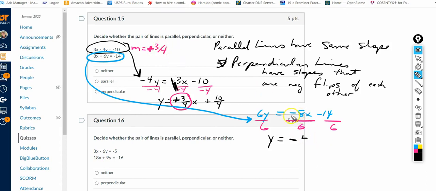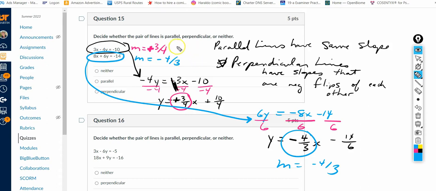So here my slope is going to be -8/6, but that reduces to -4/3. And again, I don't need to reduce that because all I want is the slope. So my slope is going to be -4/3. So the slope of my second line is -4/3. Now, these two are negative flips of each other. If I take this one and flip it, I get 4/3, then negate it, I get -4/3. If I take this one and flip it, I get -3/4, then negate it, I get +3/4. So they're perpendicular.